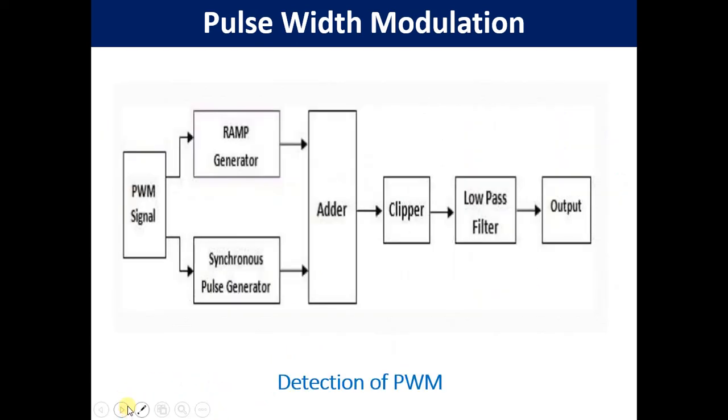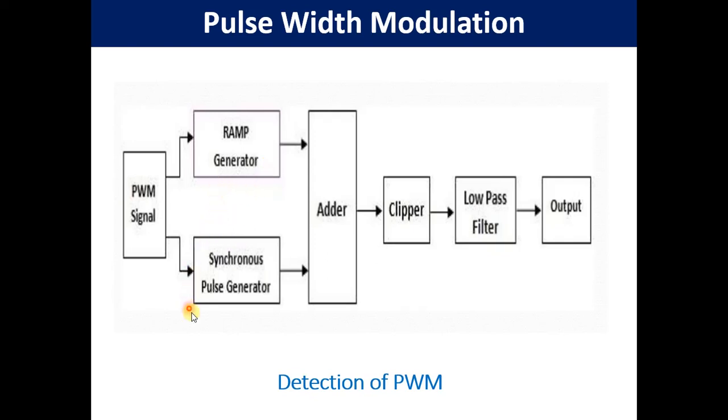This represents the block diagram of demodulation or detection of the PWM waveform. The PWM signal is received at the input of the detection circuit with the added noise. The noise is added here. The signal is applied to the synchronous pulse generator, which regenerates the PWM signal, whereas the second input we require is a ramp generator.